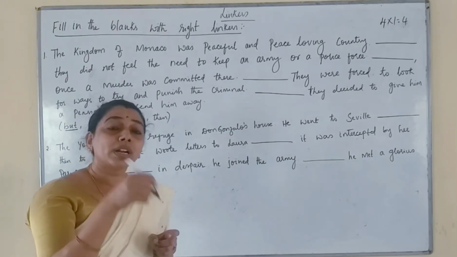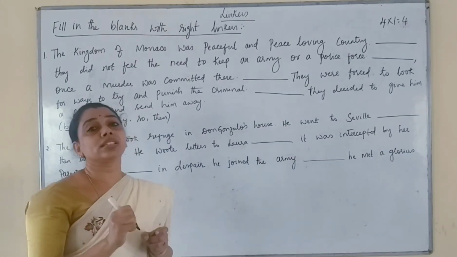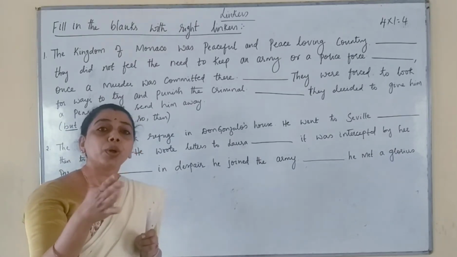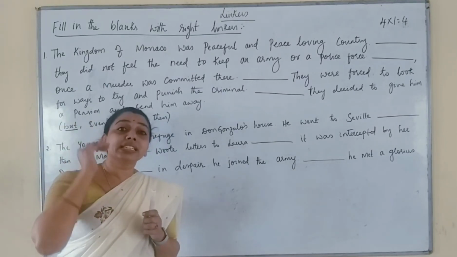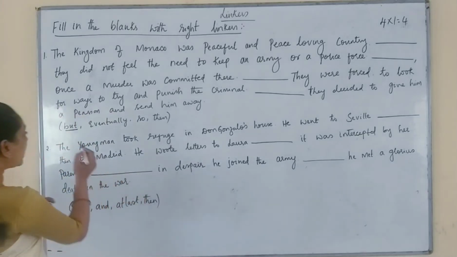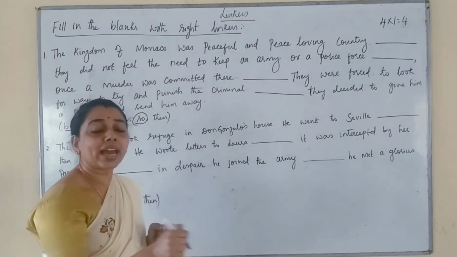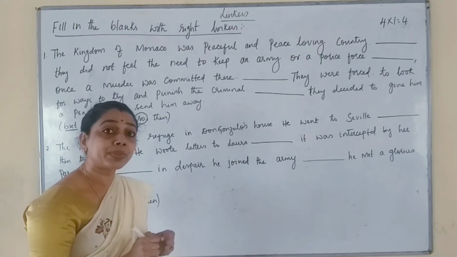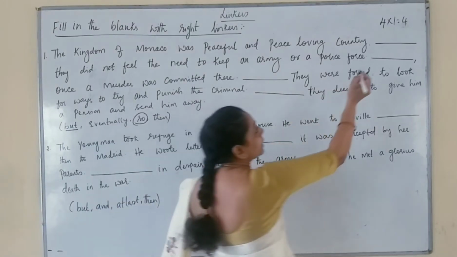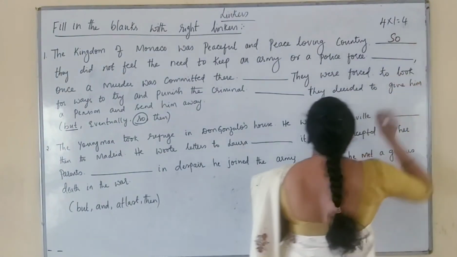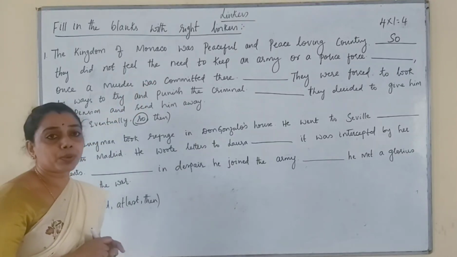It is for that reason. So what is that? So is nothing but a cause, a reason. Why had they not kept the police until now? It is a reason, it's a cause. There is a reason why they have not kept the police force in their kingdom, because it was a peaceful and peace-loving country. So it will become so. They did not feel the need to keep an army or a police force.